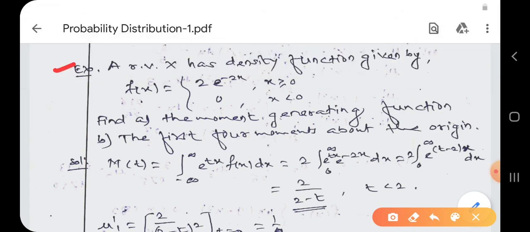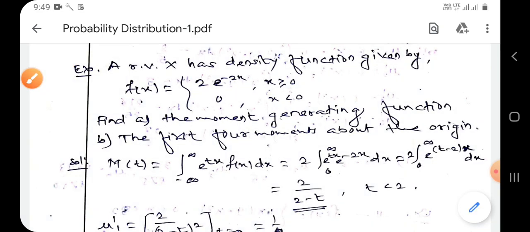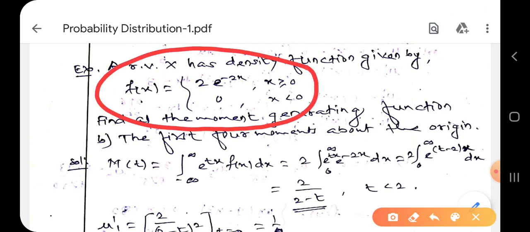A random variable x has a density function given by f of x is equal to 2 e raised to minus 2x, x greater than or equal to 0, and it is 0 for x less than 0. Find the moment generating function, and second, the first 4 moments about origin. Just concentrate on f of x. So this is our function, 2 e raised to minus 2x, from 0 to infinity.